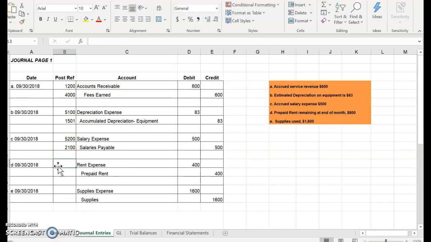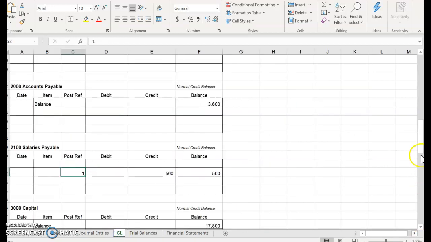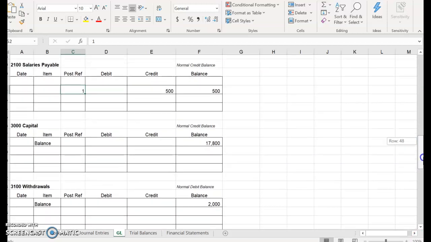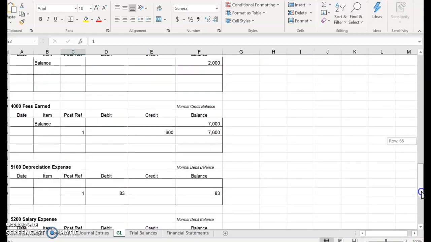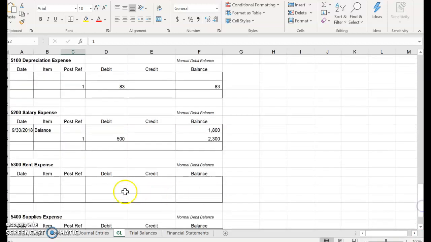Okay, and then the next one, a debit to rent expense for $400. So we're going to go to rent expense, and we're going to debit it for $400 and its balance would be $400. And this is journal entry page 1 and it's going to rent expense account number 5300.